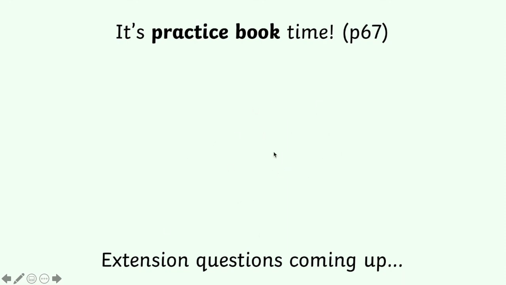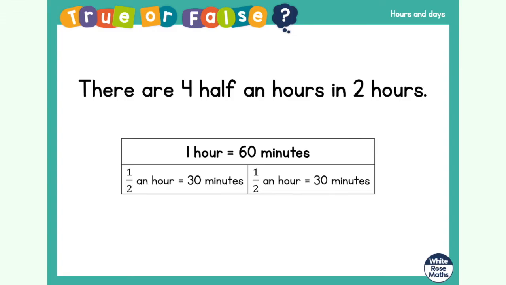Let's have a think about an extension question to finish our lesson then. Today's question, true or false? There are 4 half an hours in 2 hours. And here you've got a helpful bar model to help you. 1 hour is the same as 60 minutes, and half of an hour is the same as 30 minutes. So have a think about that, click pause and click play when you have your answer.